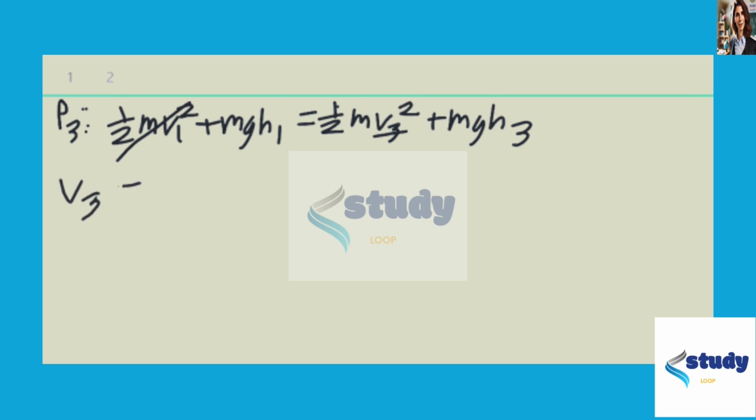Rearranging this equation, V3 equals the square root of 2g times h1 minus h3.